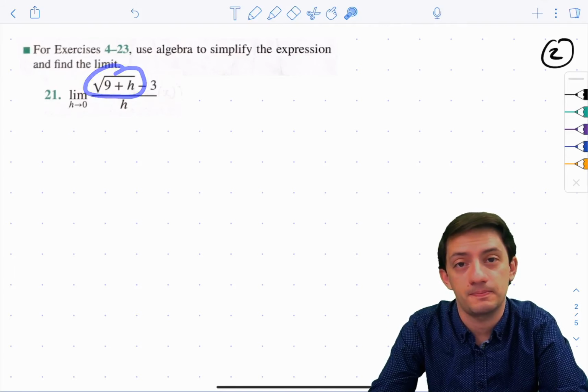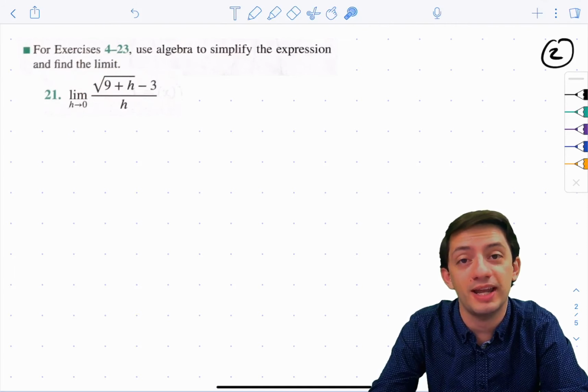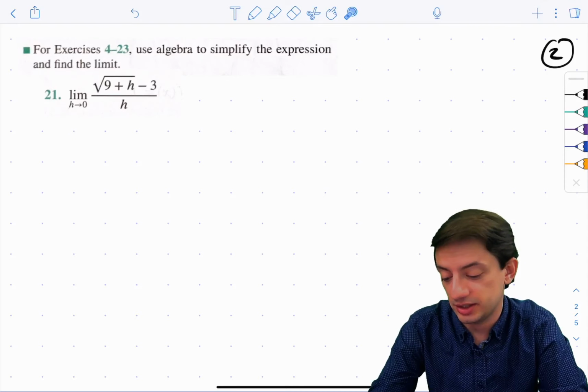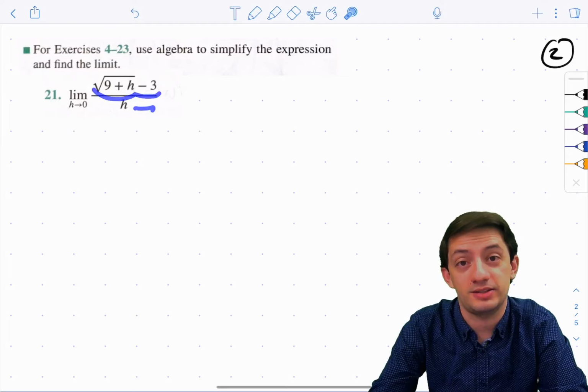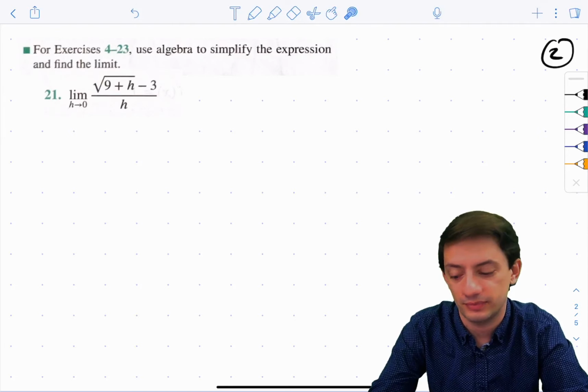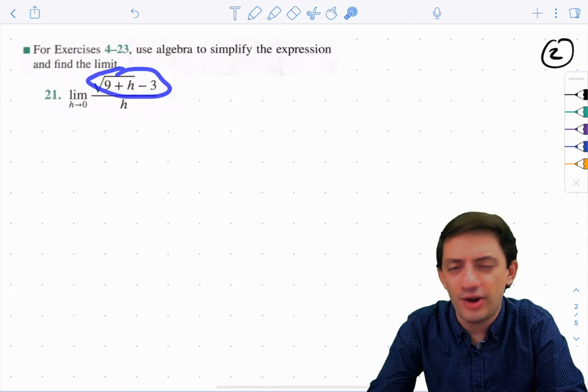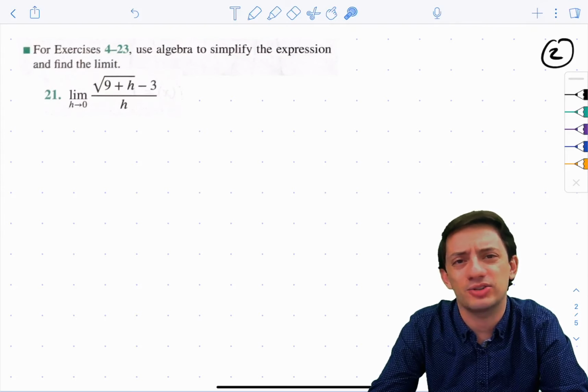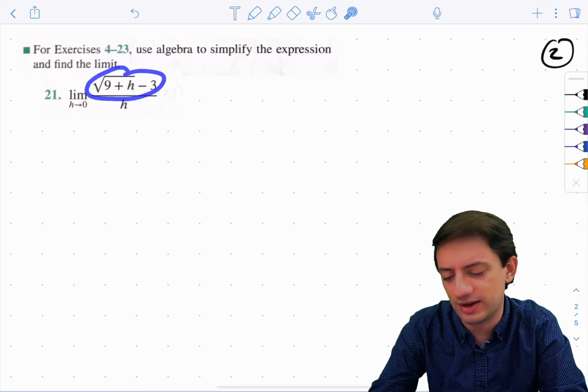dealing with roots. The problem here is if you try to plug in h equals 0, the denominator is 0, the top is the square root of 9 minus 3. That's 3. I mean, it's 3 minus 3 is 0. So we can't just plug it in. But on the other hand, how do you factor that? How do we try to factor an h out of that? We don't really know how to factor square roots.